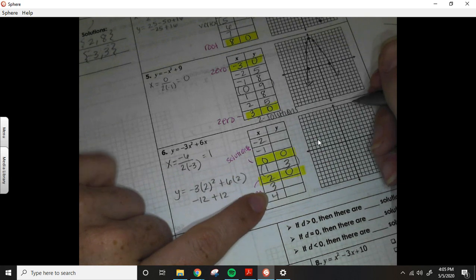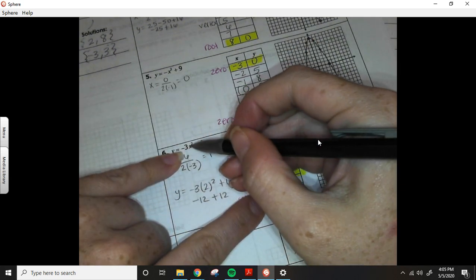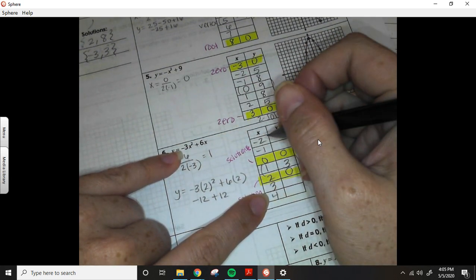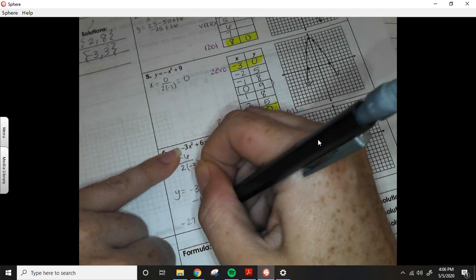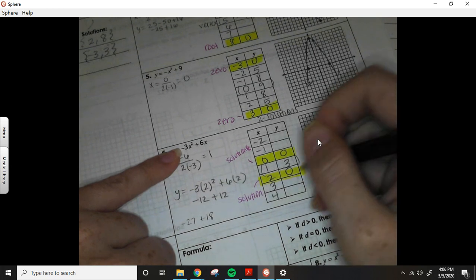Okay, if you want to plug in 3, you can plug in 3. 3 squared is 9 times -3, -27, plus 18. That would give you -9, I think.